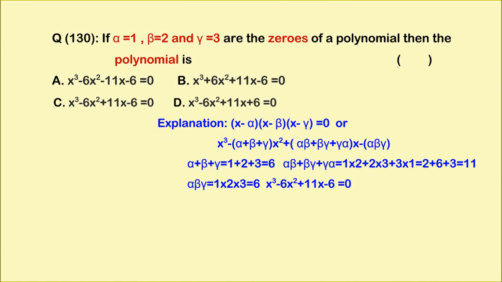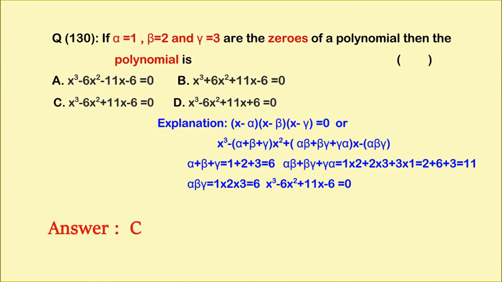Question number 130. If alpha is equal to 1, beta is equal to 2 and gamma is equal to 3 are the zeros of a polynomial, then the polynomial is. By taking the sum of alpha, beta and gamma, we will get 6, and the sum alpha beta plus beta gamma plus gamma alpha is equal to 11 and alpha beta gamma is 6. So these three values, if we substitute in the given formula, we will get x cube minus 6x square plus 11x minus 6.